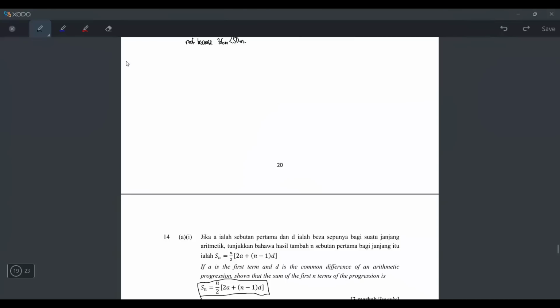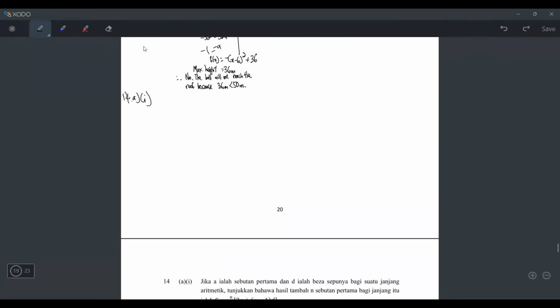Okay, so 14, 14A question 1. So they want me to derive this formula, right? So what we can do is write down the Sn formula, which is T1 plus T2 plus T3 and then dot dot dot so on until Tn minus 1 and then until Tn. It means, for example, if this is S4, means I want T1 plus T2 plus T3 until T4. You understand what I mean? So if it's Sn, then it will be T1 plus T2 what?